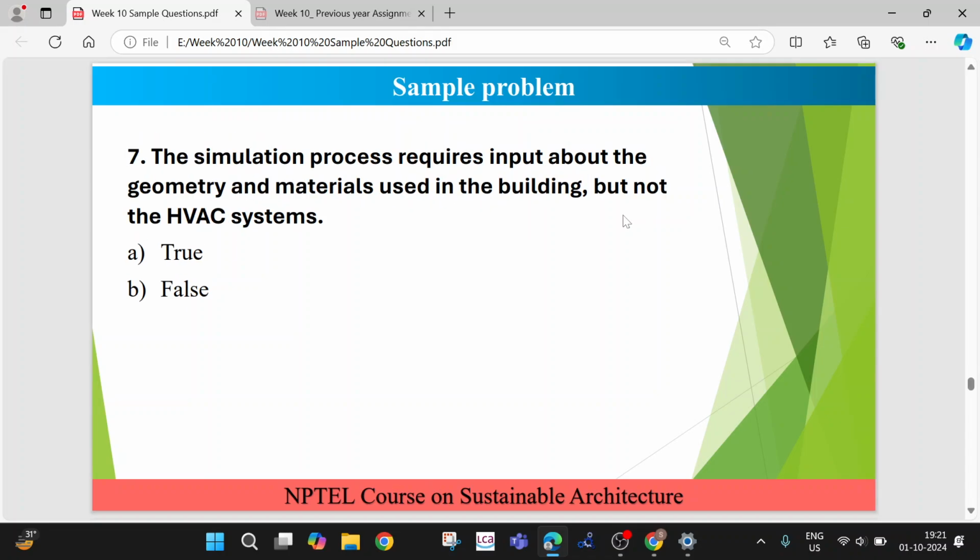Yes, sir. Here is the next question. Question number 7. The simulation process requires input about the geometry and the materials used in the building, but not the HVAC system. So, which is mandatory? It is talking about whether it should be given. If HVAC is not there, then also simulation can be performed. You should say like that.